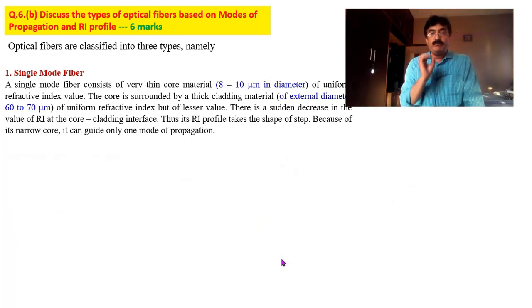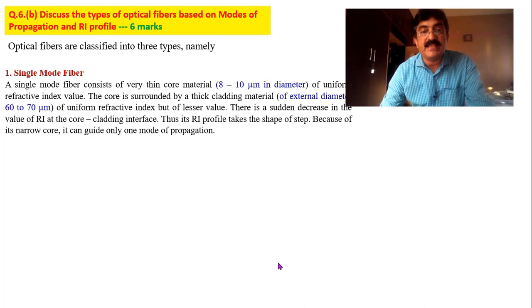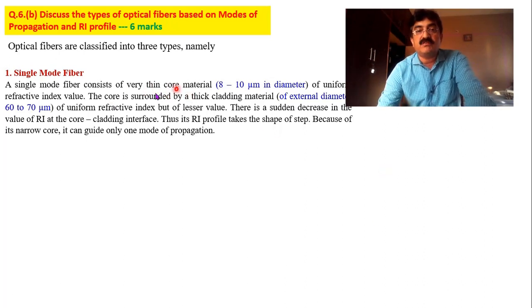See, in this what is most important is the dimensions of the core. The single mode consists of very thin core material. You have to mention the value. Again, this is the way the difference lies between an average and above average student.